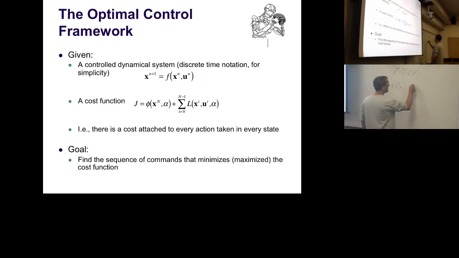And the other component is just the sum over the entire trajectory from i equals 0 till N minus 1. That means up to the second to last time step. And you sum up some cost function, which may depend on your current state x_i, u_i, some parameters alpha potentially, and that's essentially it.